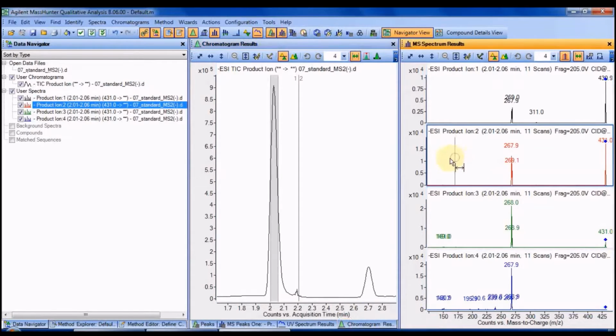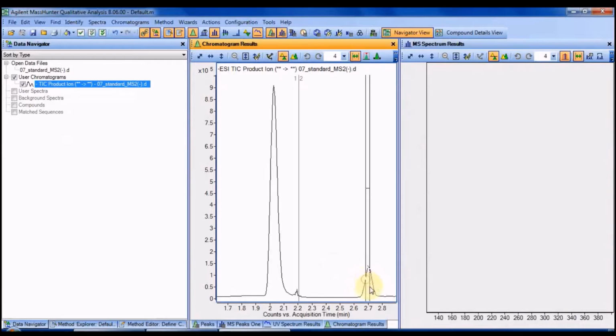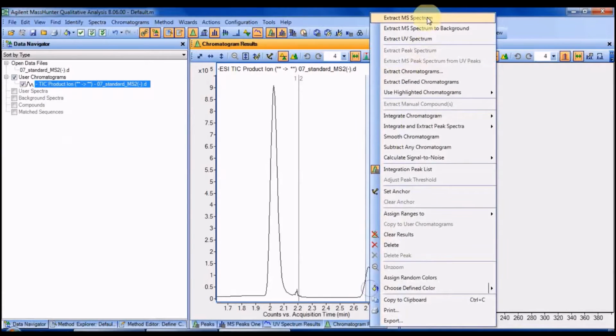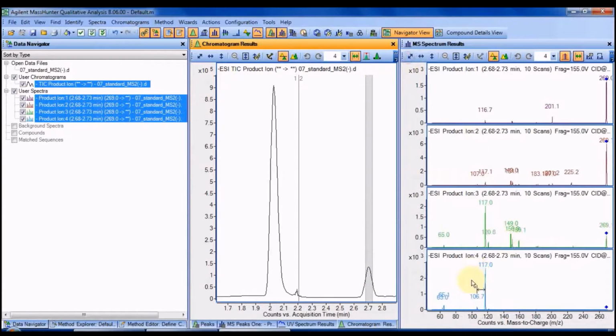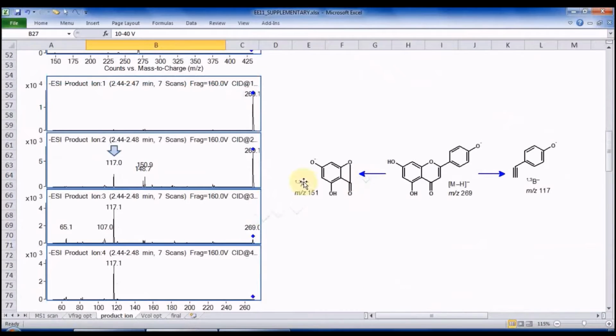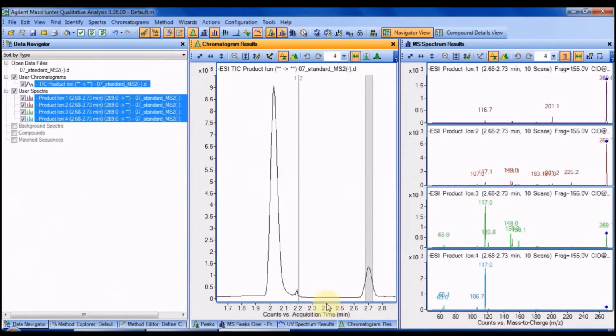In the aglycone spectra, several peaks are observable, corresponding to different fragmentation pathways. However, to ensure high sensitivity, we will choose the most abundant one at m/z 117.